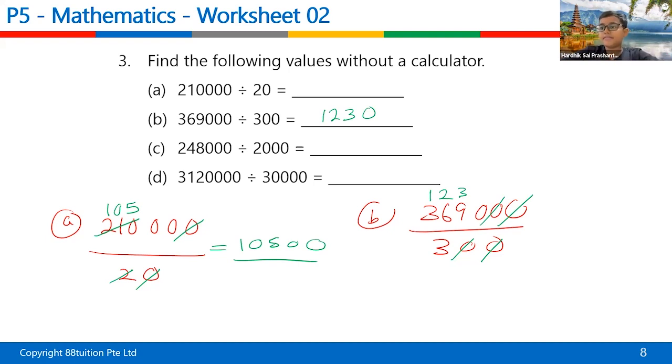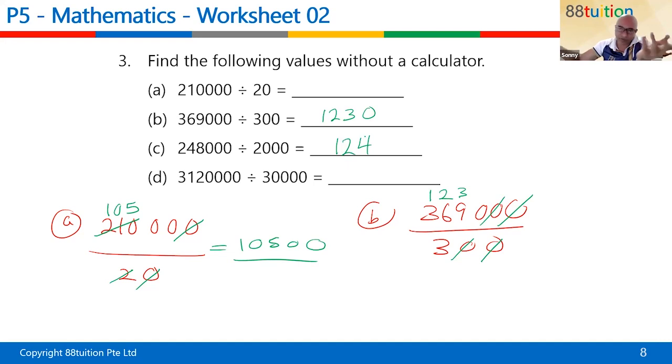124. What's the answer? 124. Wow, so fast. How did you get that? I canceled the zeros and I did 288 divided by 2. So you're using my method now? Yeah. Okay, well done. The answer is correct. Spot on.